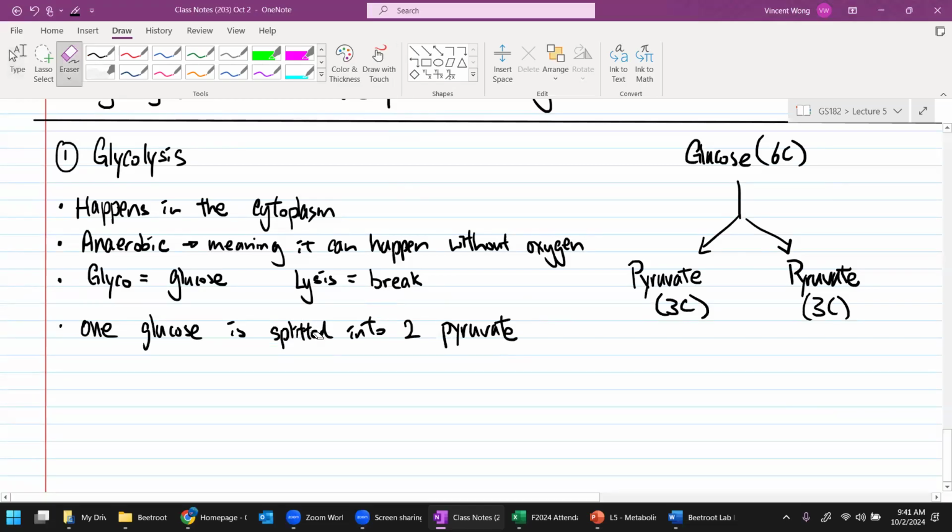Actually, I don't know. Is the past tense of split also split? Split? Sorry, is it with DD? I don't know. My English is also not very good with the grammar and stuff. I think it's just split. Yeah, okay. Thank you. One glucose is split into two pyruvate.